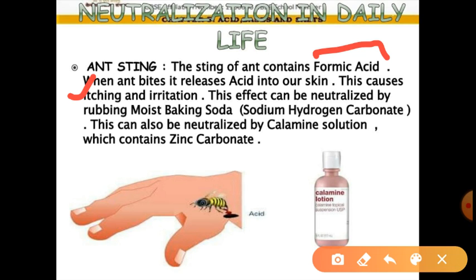This effect of acid is neutralized by the use of a base, and the base that we use for this purpose is baking soda, which contains sodium hydrogen carbonate, or we can also use calamine solution that contains zinc carbonate. Both sodium hydrogen carbonate and zinc carbonate are basic in nature, and this will neutralize the impact of formic acid.